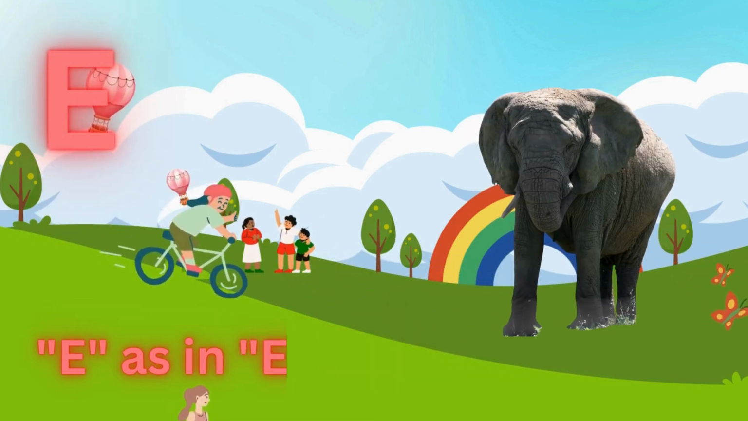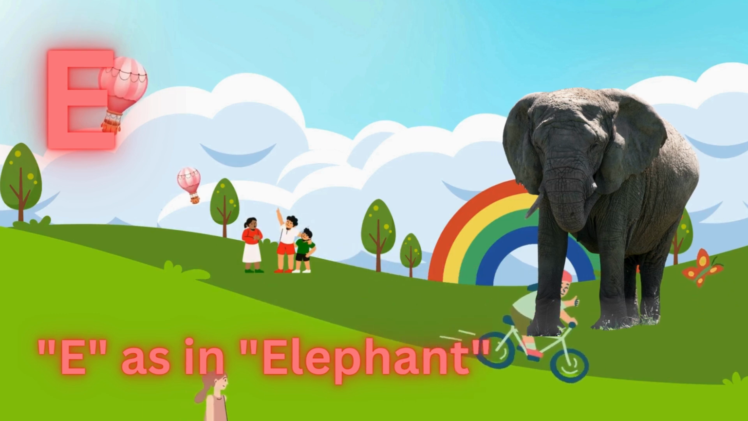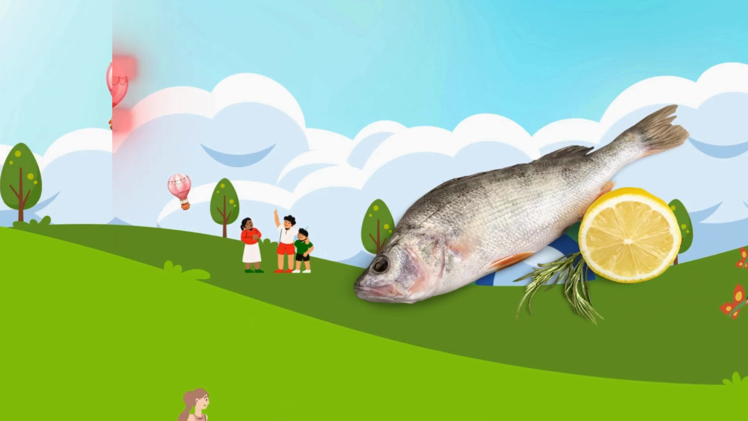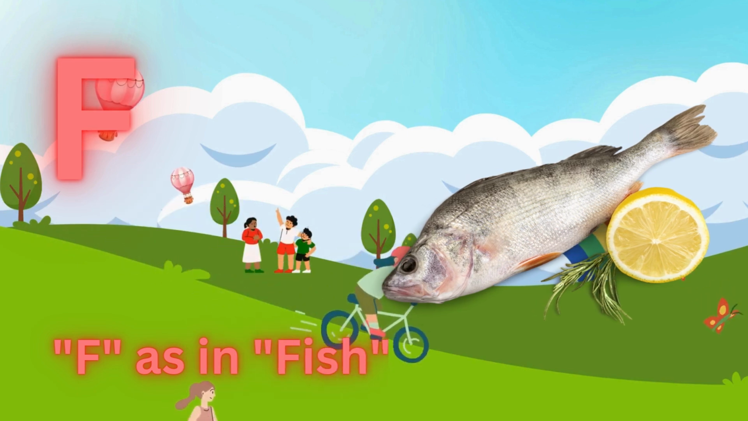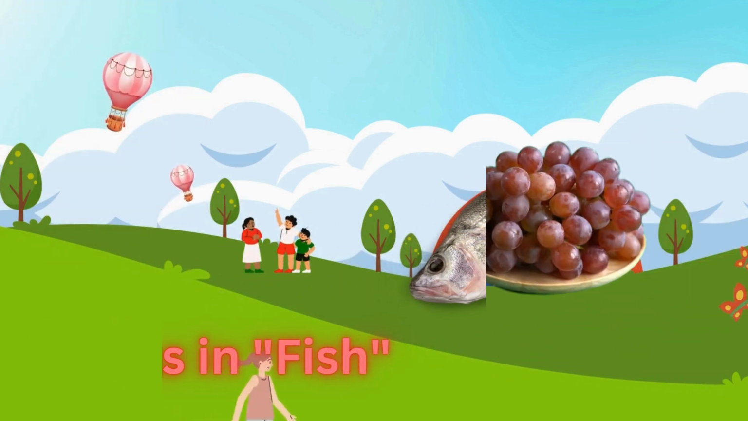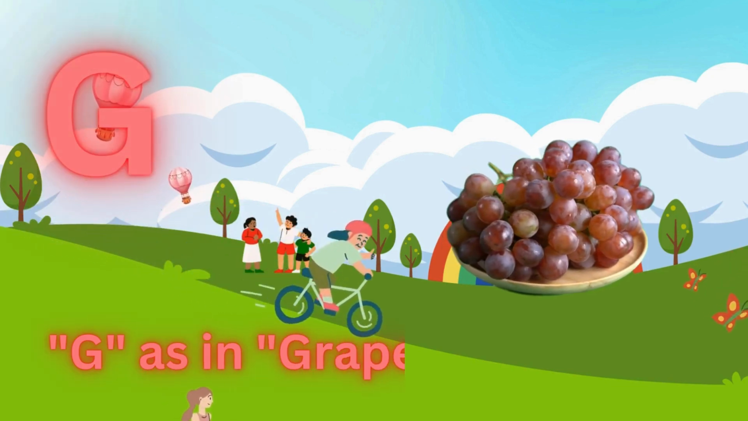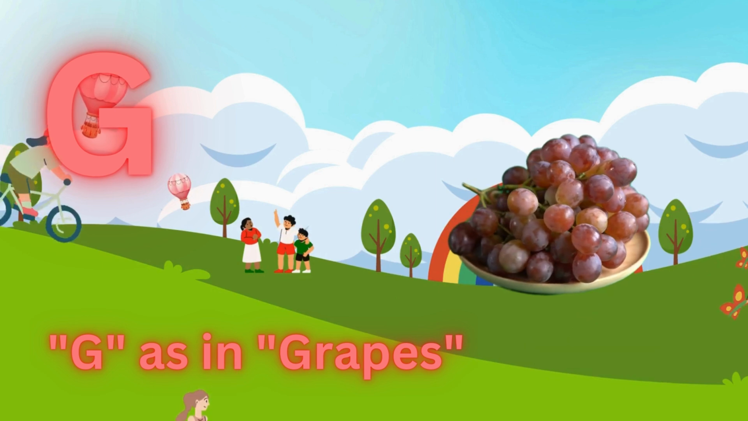E, elephant. E as in elephant. Elephant, a large animal. F, fish. F as in fish. Fish, a water animal. G, grapes. G as in grapes. Grapes, a small, juicy fruit.